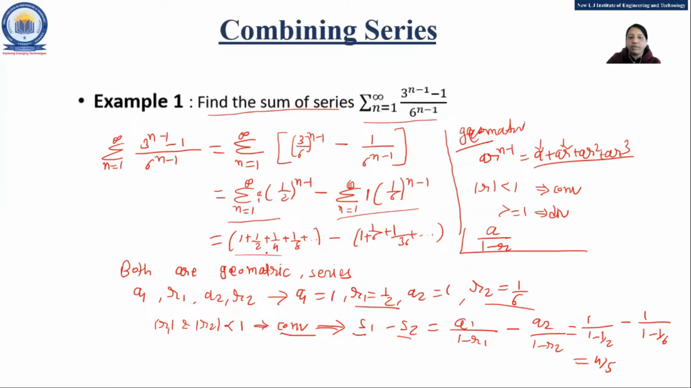Fine. Is there any doubt in combining series? The main concept is: suppose un and vn are both series. If both are convergent, then their sum or subtraction, or multiplication by some constant, is also convergent, right? So we can write here that the series is convergent. Fine? Is there any doubt?